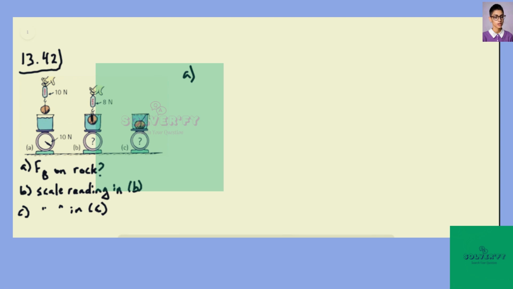So the buoyant force acts upward due to the volume of water that's displaced, and the force of gravity acts downwards, and the scale is going to read the sum of those forces in terms of them being vectors. So the buoyant force is just going to be the difference between these two readings, which is 2 newtons.